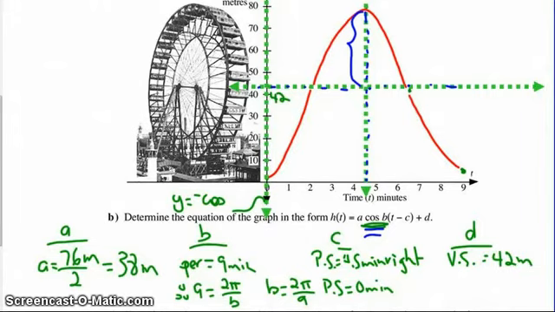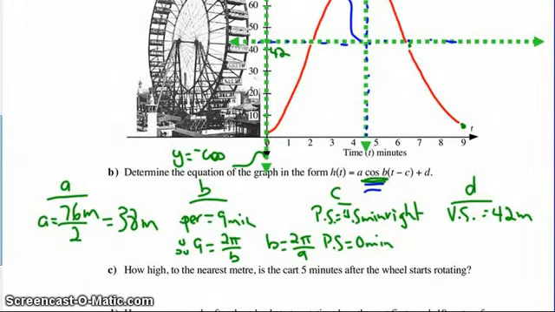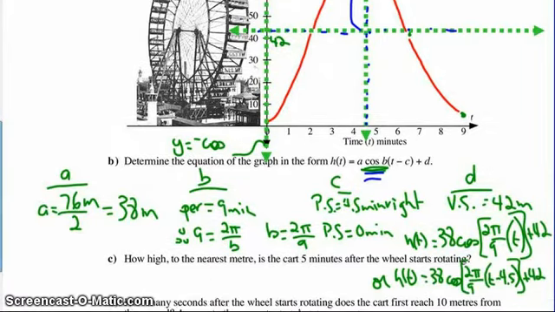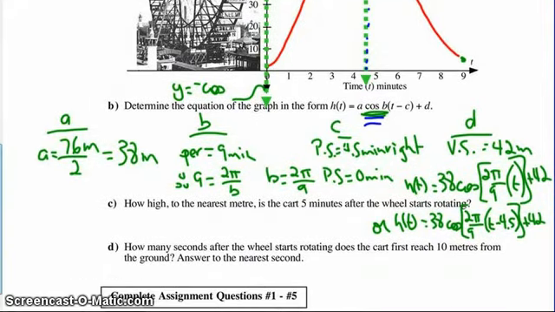Therefore, the equation for this Ferris wheel ride, the first Ferris wheel ride ever, is the height with respect to time is equal to 38 times cosine of 2 pi over 9 times t plus 42. Or if you consider the phase shift of 4.5, then your equation would be the other one. Either one would be fine. They both define the same curve.